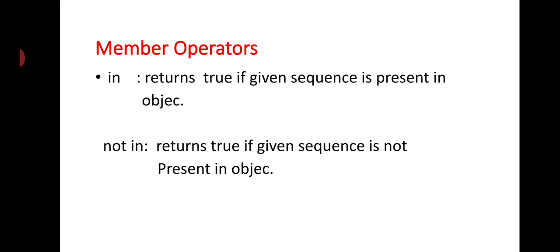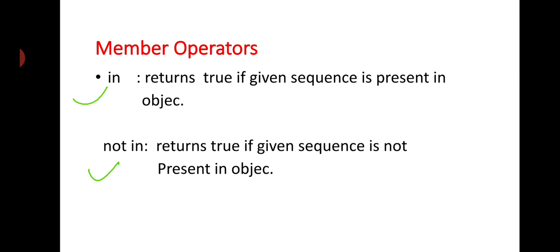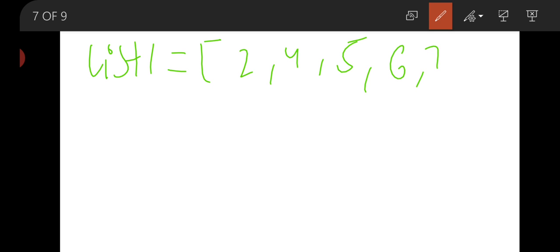Now the next one is our member operators. There are two member operators. The first one is in, which returns true if the given sequence is present in the object. The second one is not in, which returns true if the given sequence is not present in the object. Now see it with an example. Suppose that we have defined a list l1 equal to 2 4 5 6 7.